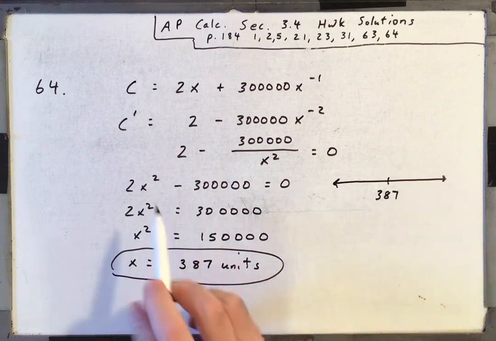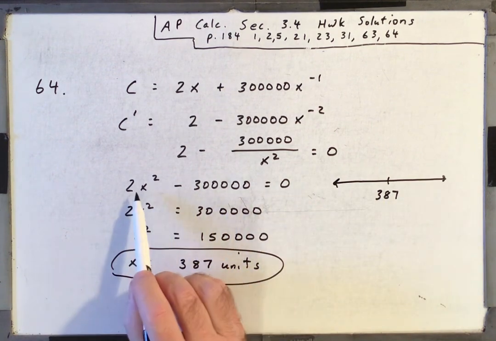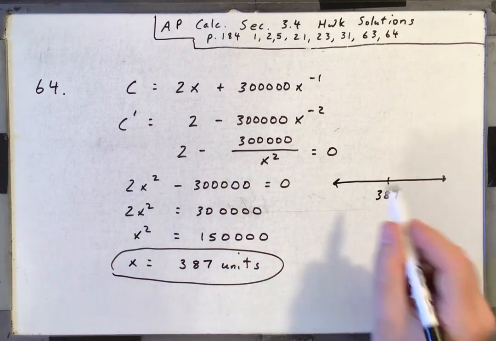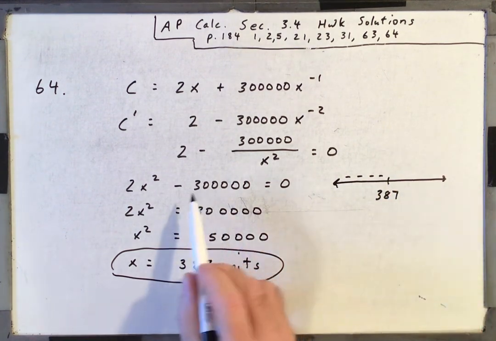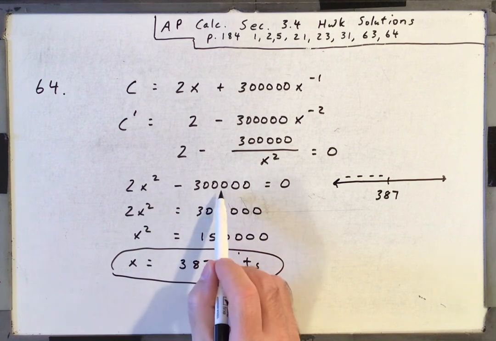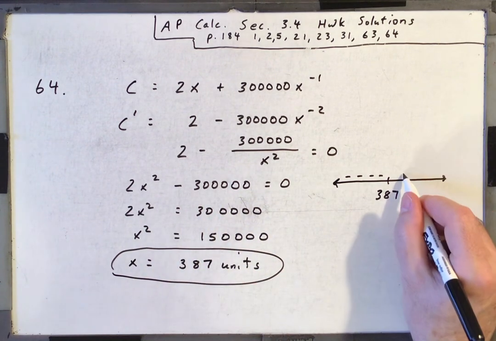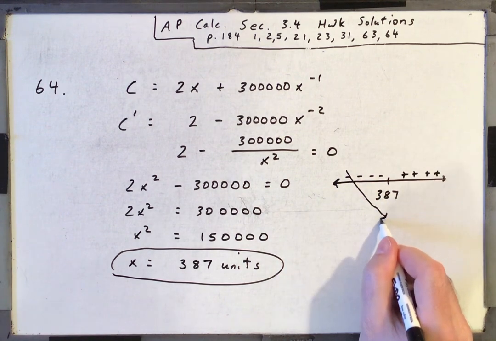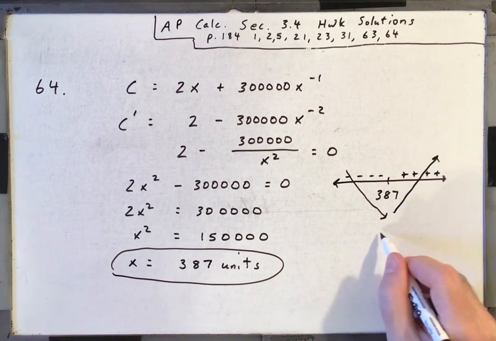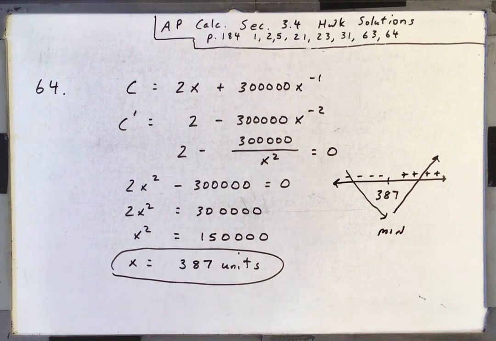All right, let's pick 1. That's less than 387, right? So 2 minus 300,000, that's negative. And let's pick a million. 2 times a million squared is going to be a lot more than 300,000, right? So it's going to be positive. So we know that it is indeed a minimum.